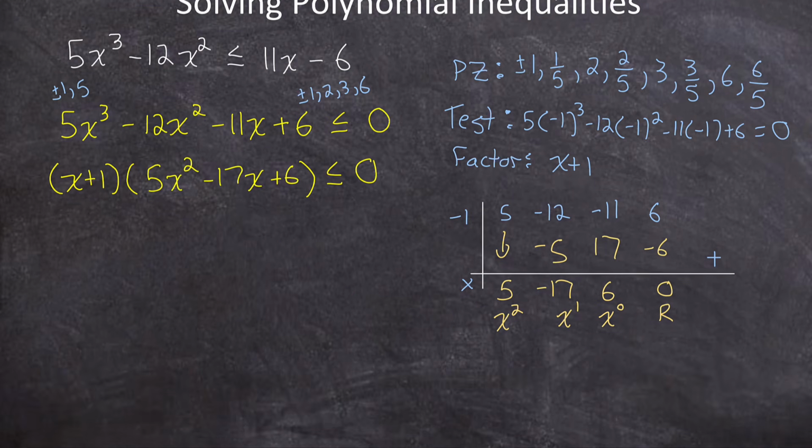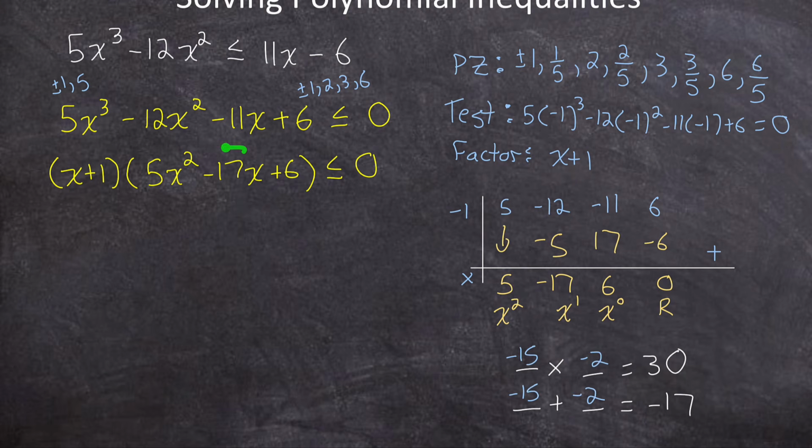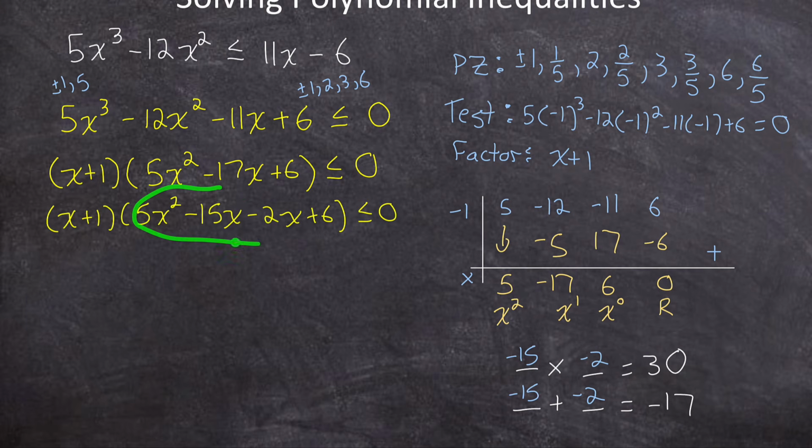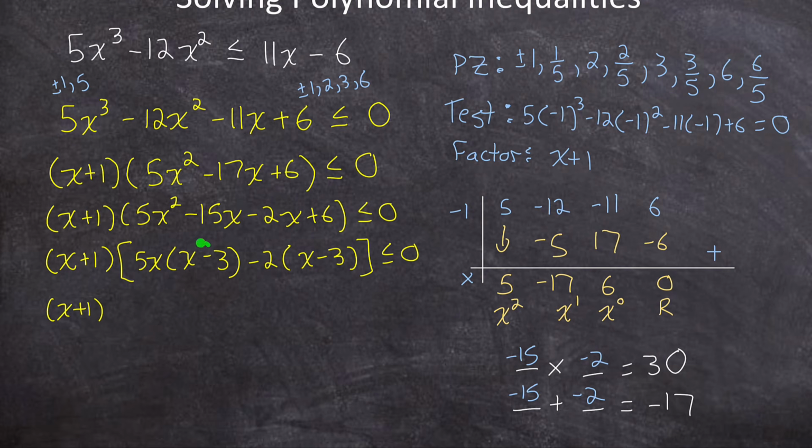Then I'll want to factor the quadratic further by finding numbers that have a product of 5 times 6, so a product of 30, and a sum of -17. The numbers that work are -15 and -2. So I can split this middle term into -15x minus 2x, and then factor this quadratic by grouping. I'll leave the x plus 1, but then I take a common factor from the first two terms. I'll take out a 5x. And then from the last two terms, I can common factor a negative 2. I'll leave the x plus 1 again, and then common factor this x minus 3 from both terms, leaving me with 5x minus 2.